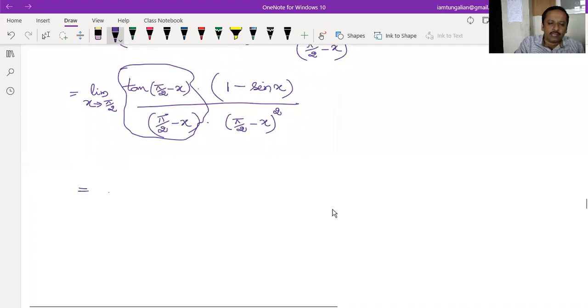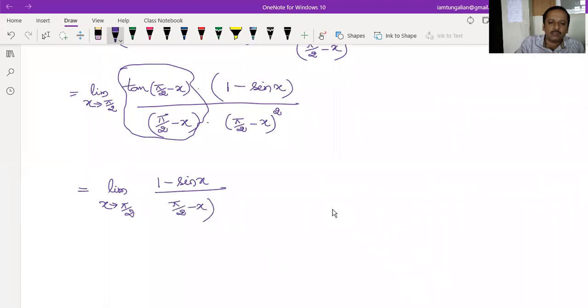Okay, then what do we get? Limit x tends to pi by 2 of (1 minus sin x) divided by (pi by 2 minus x) whole square. If we directly apply the limit here, sin pi by 2 is 1, so 1 minus 1 is 0. Denominator pi by 2 minus pi by 2 will also be 0. 0 by 0 is an indeterminate form, so I will use L'Hospital's rule here.